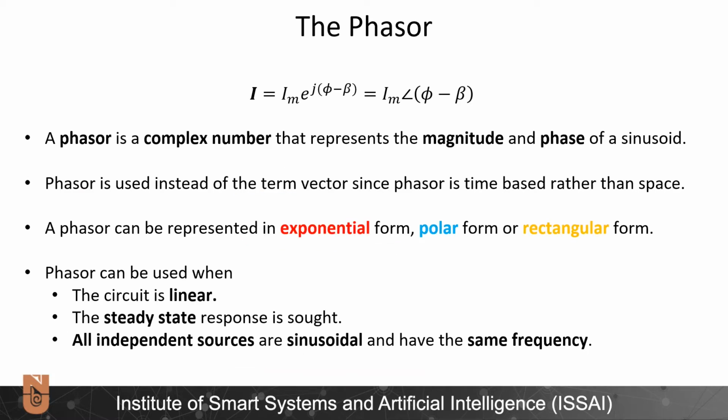A phasor is a complex number that represents the magnitude and phase of a sinusoid. We are using here the term phasor rather than vector because phasor is time-based rather than space-based, and when you see phasors, you know that you are dealing with electrical circuits at steady-state analysis. A phasor, a complex quantity, can be represented in exponential, polar, or rectangular forms. And phasors for circuit analysis can be used if the circuit is linear, if we are doing steady-state analysis for a sinusoidal source, and all independent sources are sinusoidal and have the same frequency.